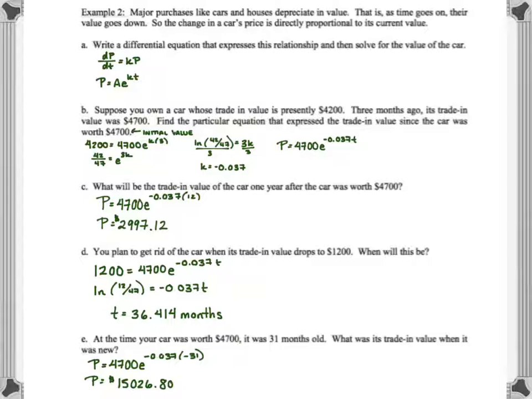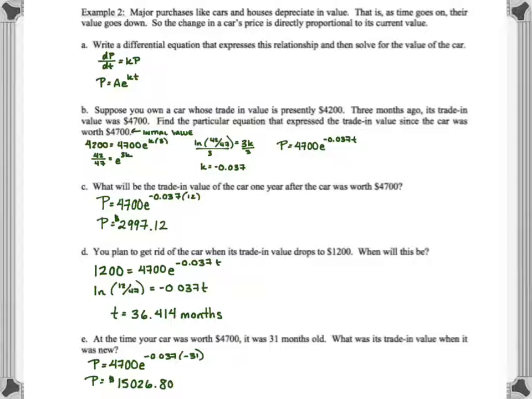What will be the trade-in value of the car 1 year after the car was worth $4,700? That's $2,997.12. You plan on getting rid of the car when its trade-in value drops to $1,200. When will this be? At 36.414 months. At the time your car was worth $4,700, it was 31 months old.